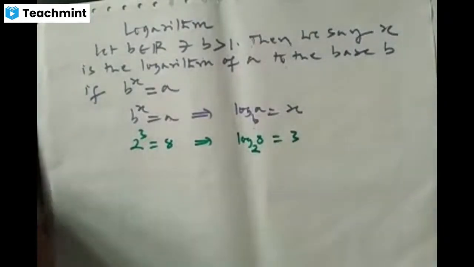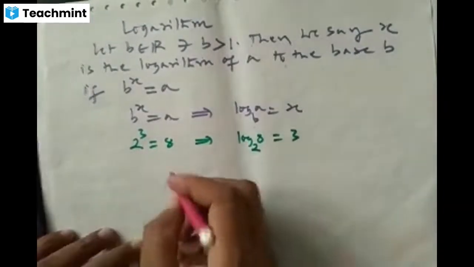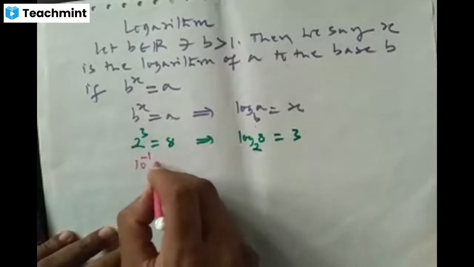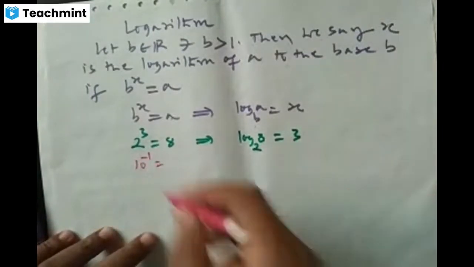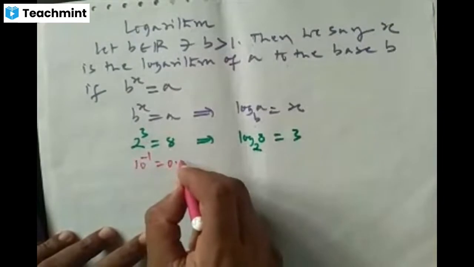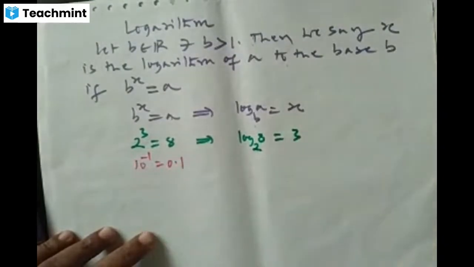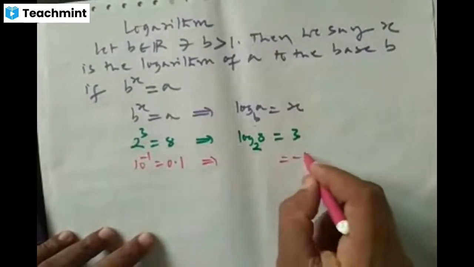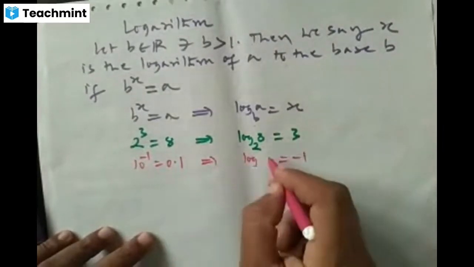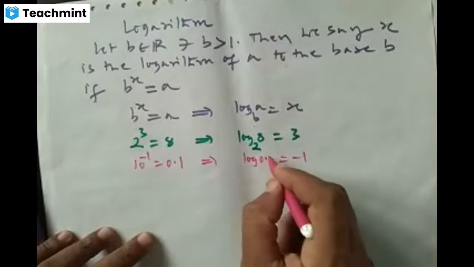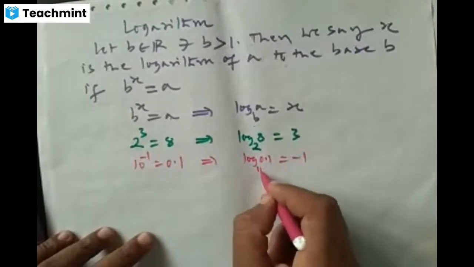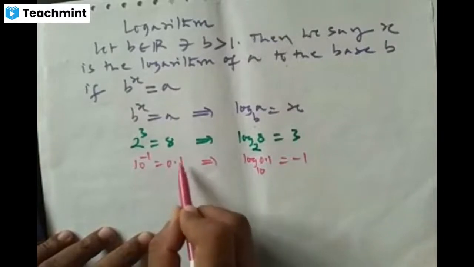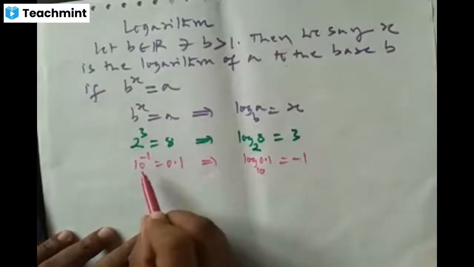Similarly, I'll take some more examples. 10 power minus 1 is 1 by 10, or you can write it as 0.1, correct? What is the power here? Negative 1. So negative 1 is the logarithm of 0.1 to the base 10. Understood? The power negative 1 is called the logarithm of 0.1 to the base 10.